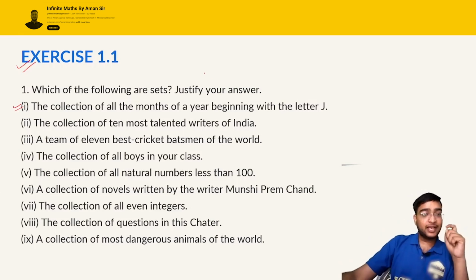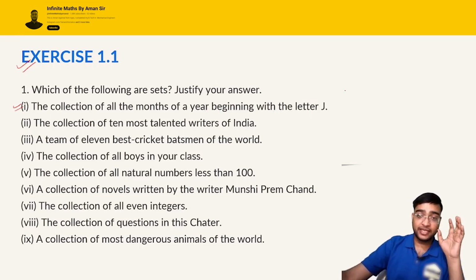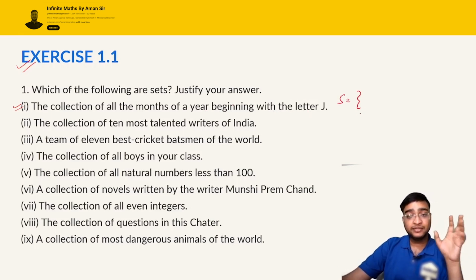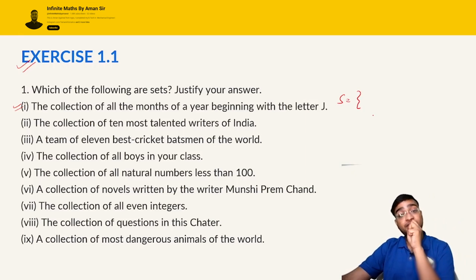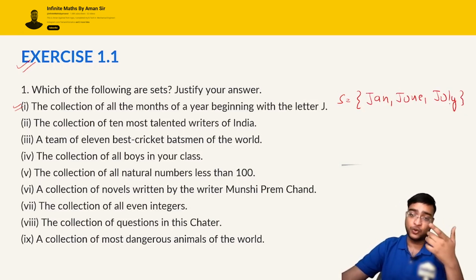Firstly, the collection of all months of a year beginning with the letter J. I can say this is a set, the months which just begin with the letter J, which I define in this set. That is January, that is June, and that is July. Are there any other months? No. So this is a well defined set, and the set is January, June, and July.